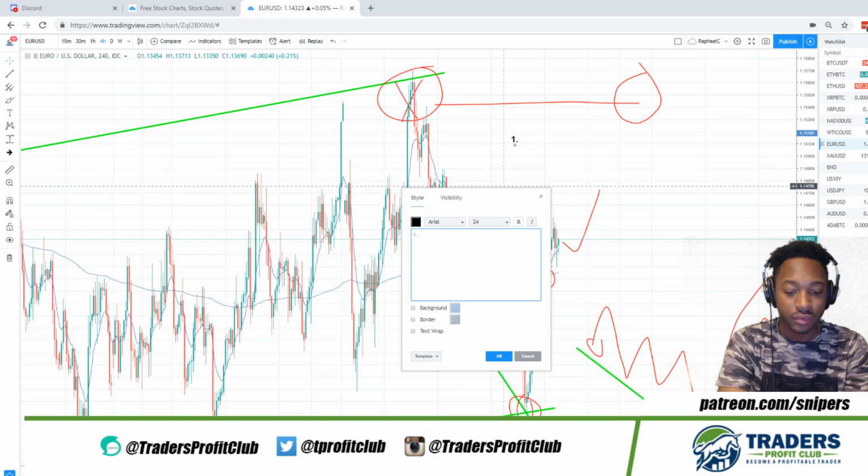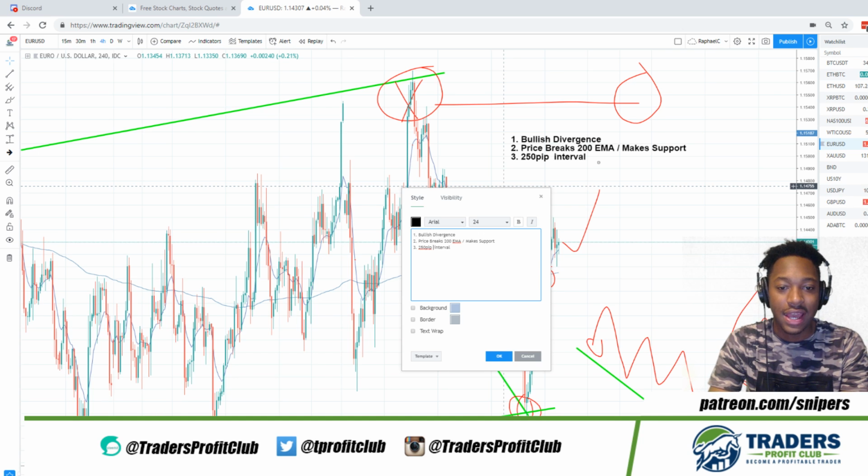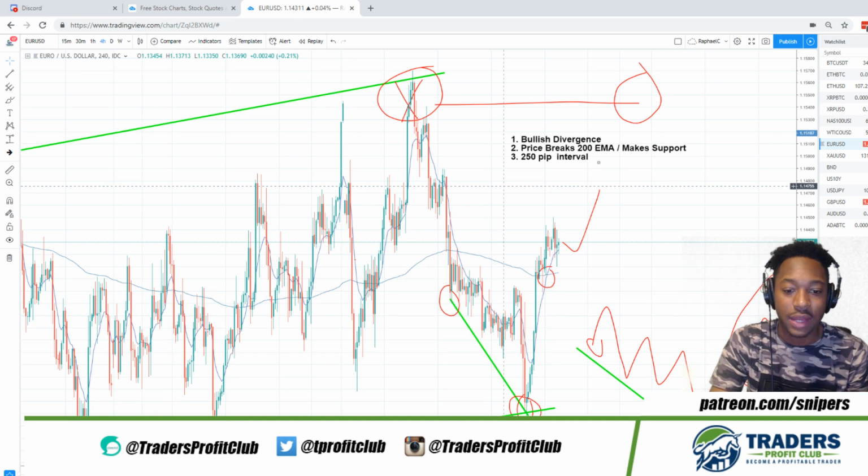We see one, bullish divergence, right? Two, price breaks the 200 EMA and the EMA makes support, right? Number three, price is at a 250 pip interval, right? So these are three validations that we could take to make a credible trade that now could make us more confident in what we're doing, right?